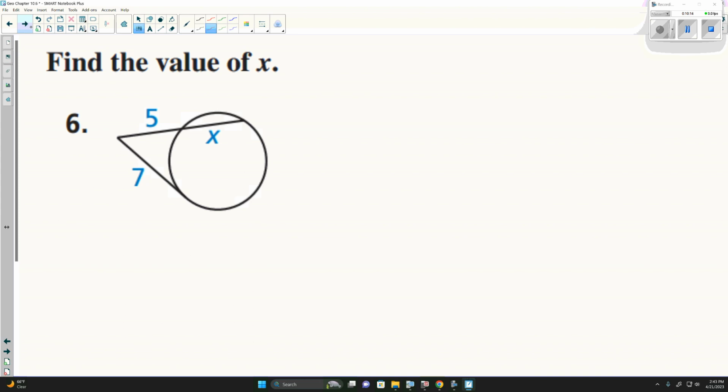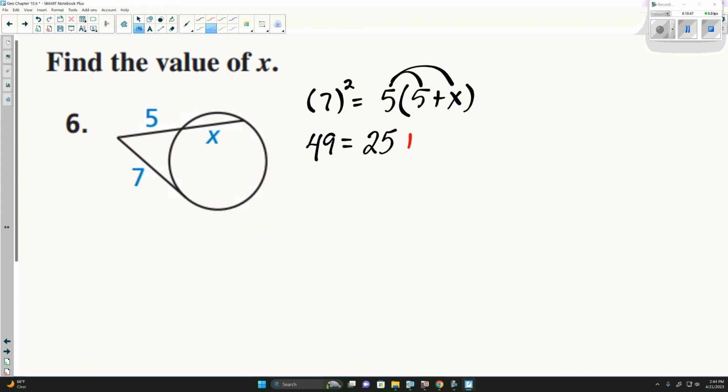So let's set this one up. So the tangent length, 7 squared, is equal to what? The exterior 5 times the whole, which would be what? 5 plus x, x plus 5, either one. So are we good with setting this one up? Yes, we're good here. So 7 squared is? 5 times 5 is? Yep.